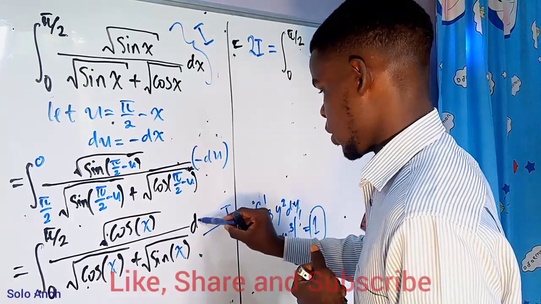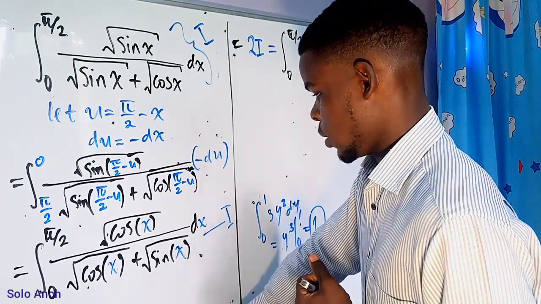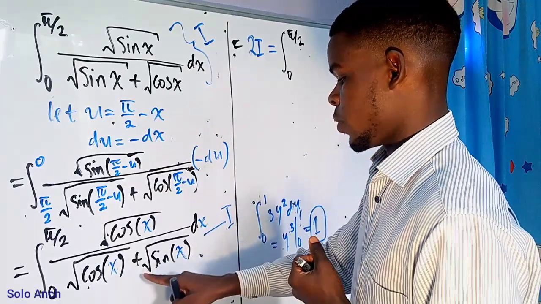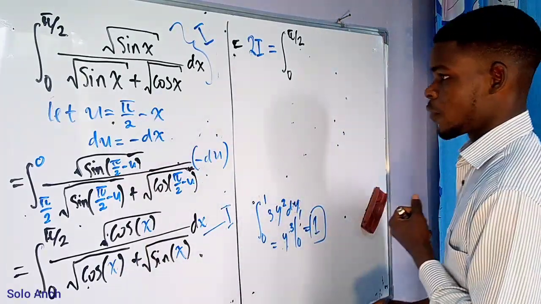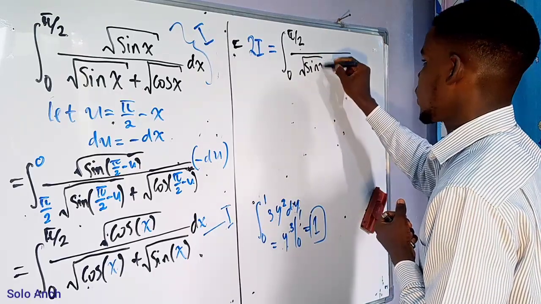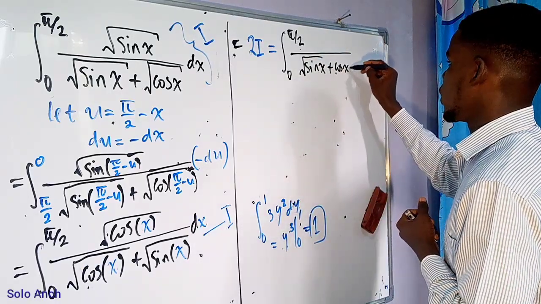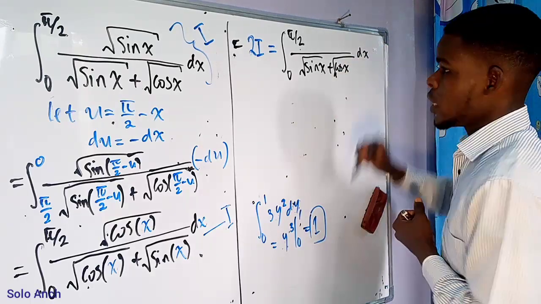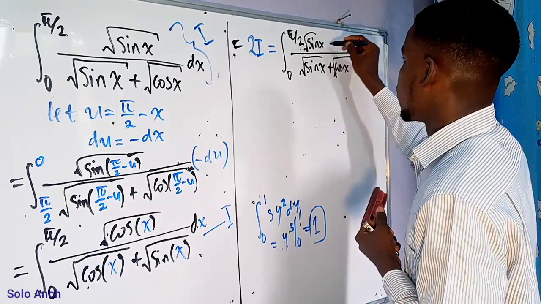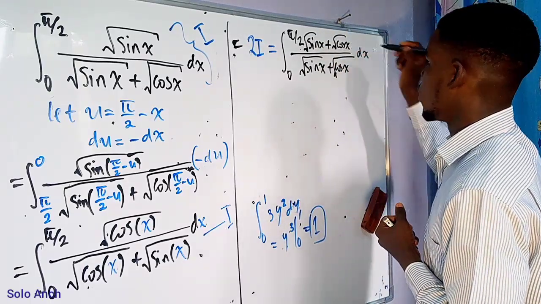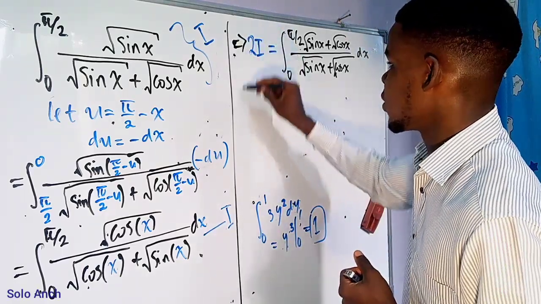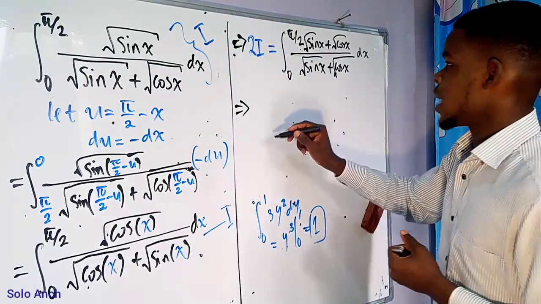So we are going to add this and that together. Keep in mind that these denominators are the same. This is square root of cosine plus sine. Since the denominators are the same, we can maintain a single denominator, the square root of sine of x plus cosine of x. And then we're going to add the numerators, which is just the square root of sine of x plus the square root of cosine of x. Anyway, so take note, this is going to become 2 times the integral, right?